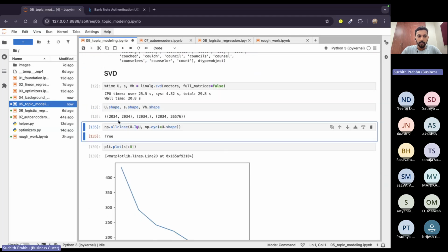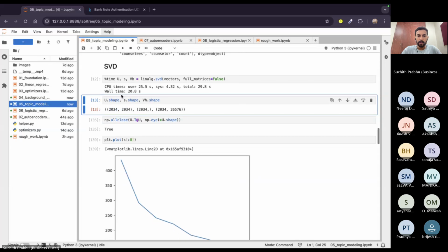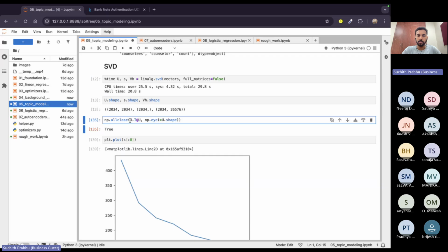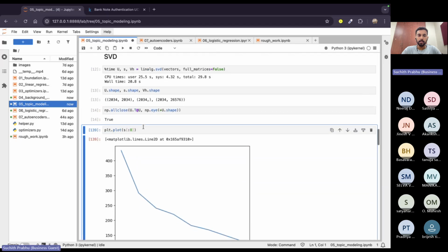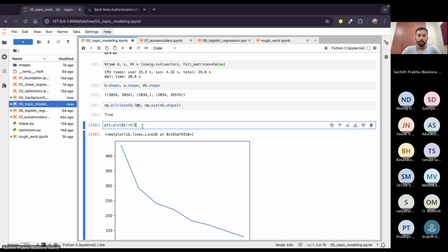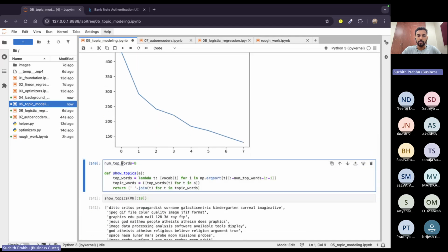This is what we get after singular value decomposition. The U matrix that we get after decomposition has orthonormal vectors, so it's an orthonormal matrix. Just to verify that, I'm taking U transpose U, and this should be equal to the identity matrix. This should output true. Now I'm looking at the singular values that we get here, and we'll just consider the top 8 singular values and see what topics are modeled.